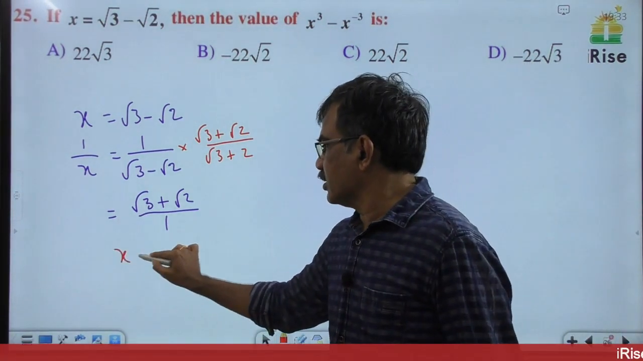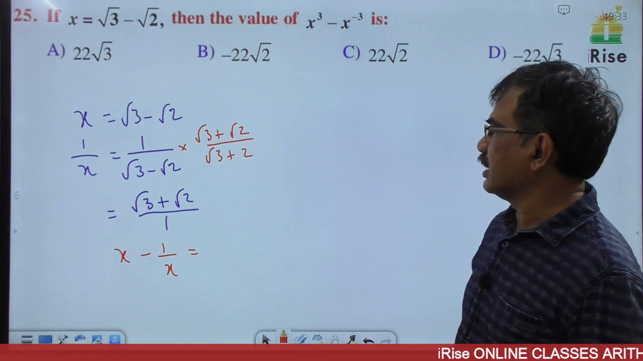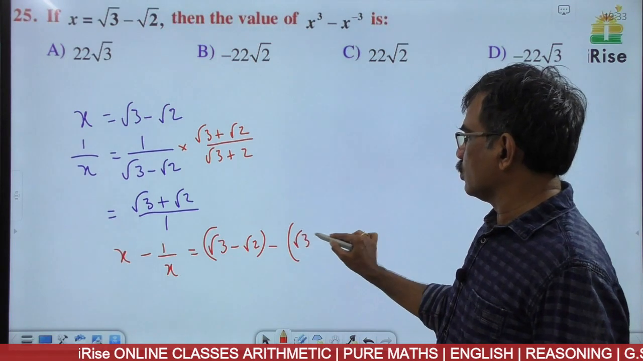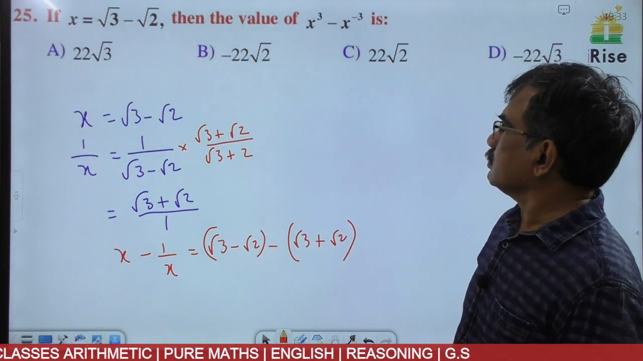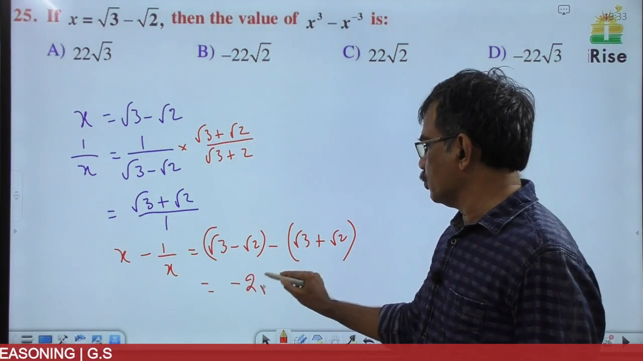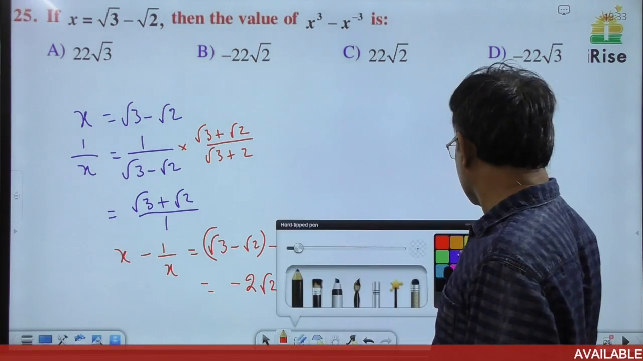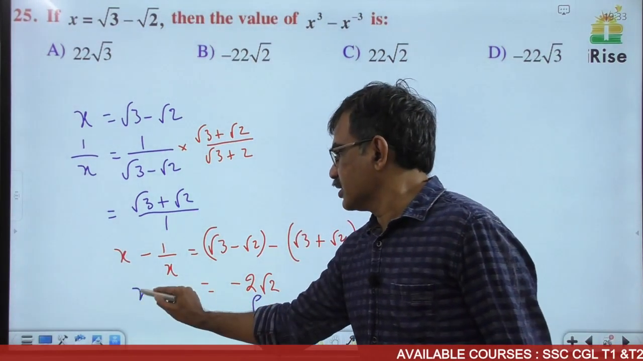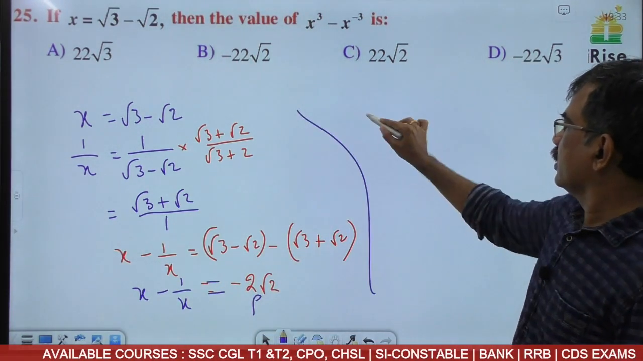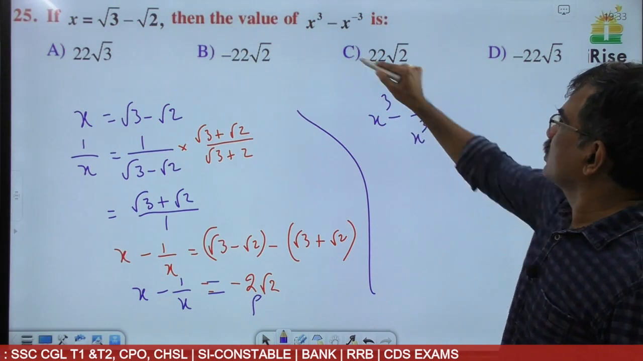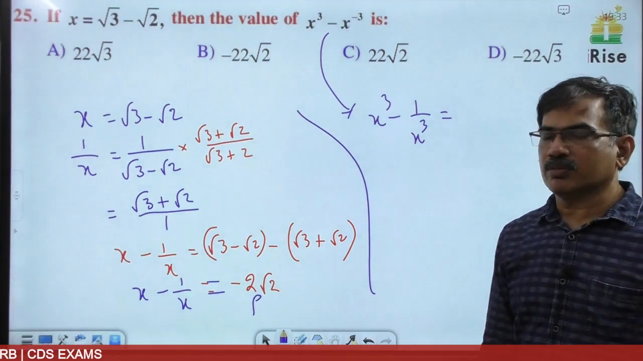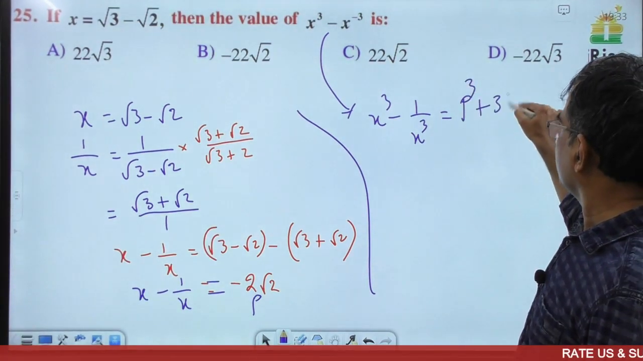Then what is x minus 1 by x? I want to find this first. x is root 3 minus root 2, minus of root 3 plus root 2. Then what do we get here? Root 3 cancels, we get minus 2 root 2. This is p. Consider this as p. x minus 1 by x is equal to p. Then what do they want? x cube minus 1 by x cube. This is the question. If x minus 1 by x is p, the formula for x cube minus 1 by x cube is p cube plus 3p.